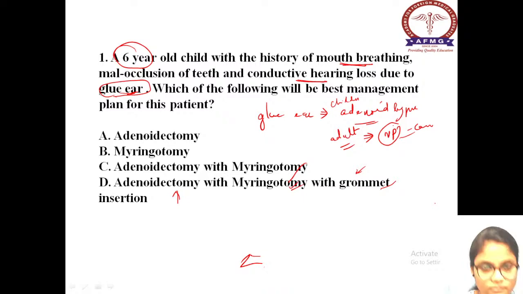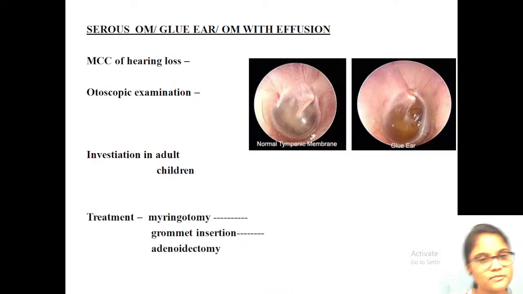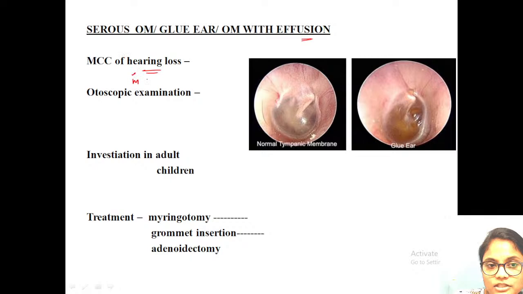Yes, so seeing about serous otitis media, which is none other than your glue ear, otitis media with effusion, right? So this is the picture which is showing serous otitis media along with glue ear. Here, the most common cause of hearing loss in children, if we see, then what would be the answer? That is glue ear.